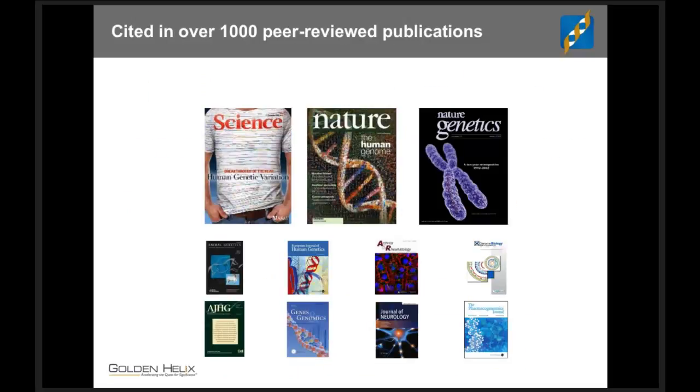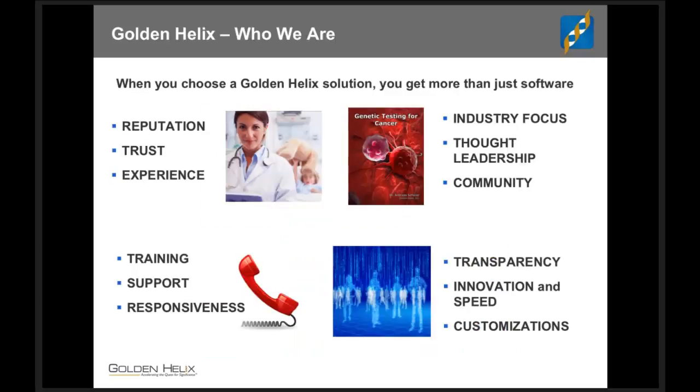Some of our clients use our software to get published, and today I'm very excited to say that we have recently broken the 1,000 citation barrier. We've been cited in publications such as Science, Nature, Nature Genetics, and others. And we are very proud of the fact that when you buy a Golden Helix product, you're getting more than just a piece of software. We have a reputation for quality products, excellent customer service, and domain expertise.